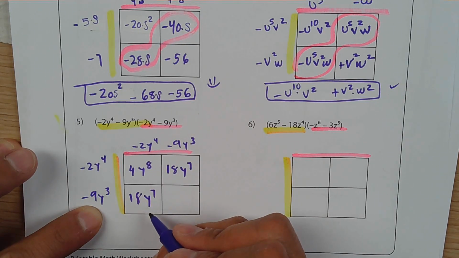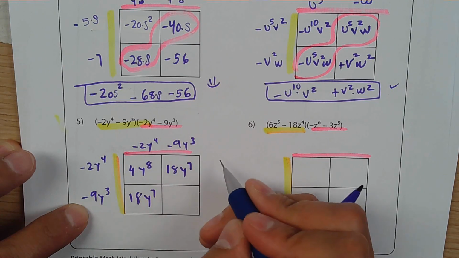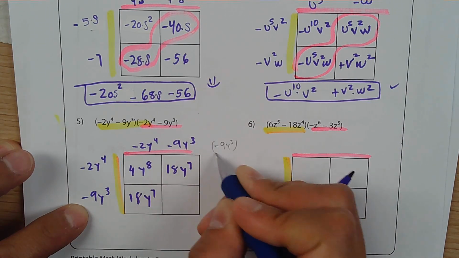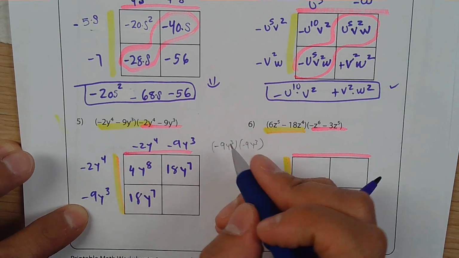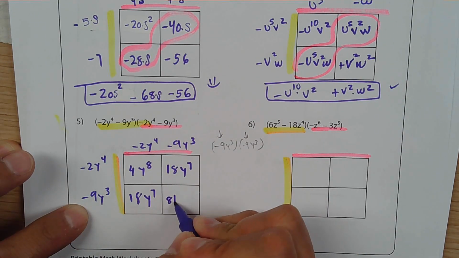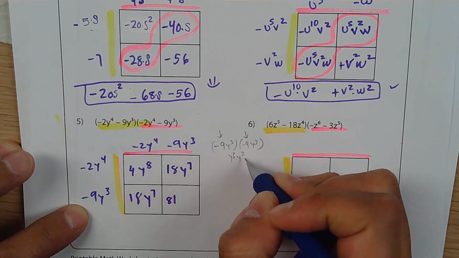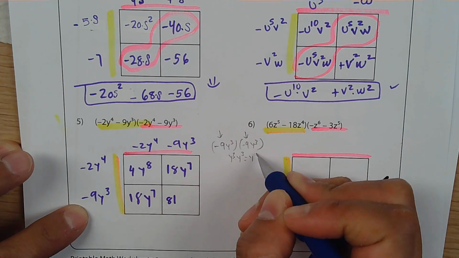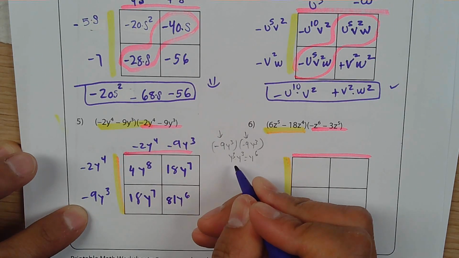For this one, this is basically what's going on when I'm doing it in my head: negative 9y cubed times negative 9y cubed. So I'm multiplying the negative 9 times negative 9, and that's going to be positive 81. And then y to the 3rd times y to the 3rd, you add the exponents, so 3 plus 3 will be 6. So this is y to the 6. So this is the step that I'm skipping. I'm doing it in my head.